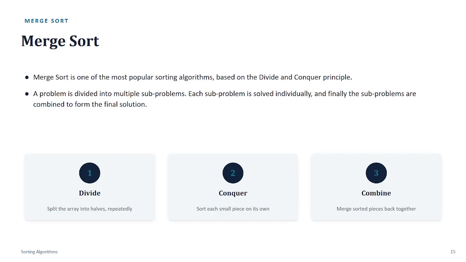Next is about merge sort. Here is a very efficient sorting algorithm called merge sort. Instead of sorting everything together, merge sort breaks the problem into smaller pieces. Each small piece is sorted independently. Finally, all the sorted pieces are combined to produce the final sorted array. This strategy is known as divide and conquer.